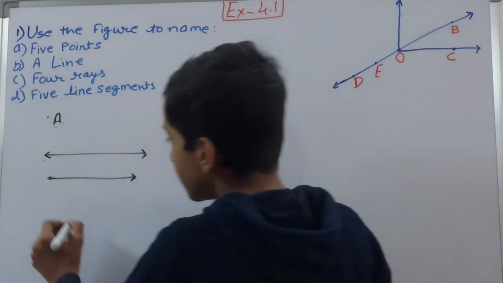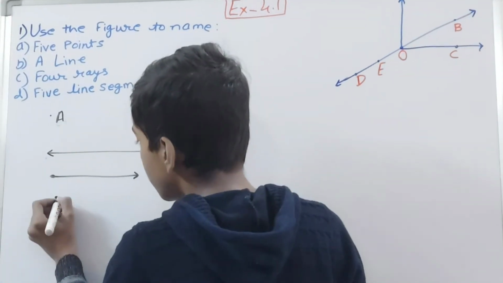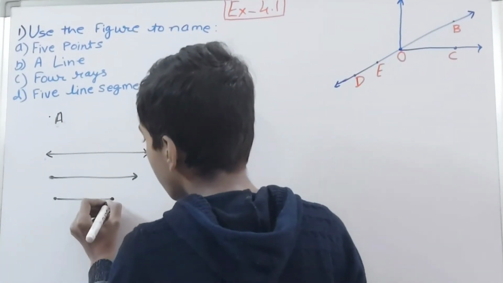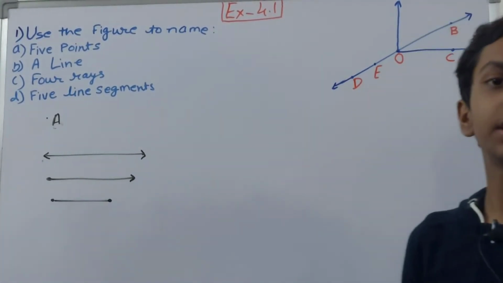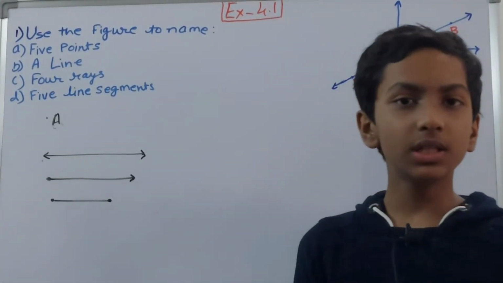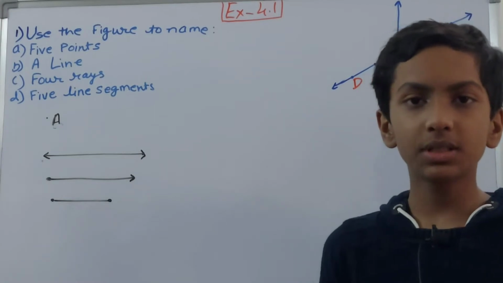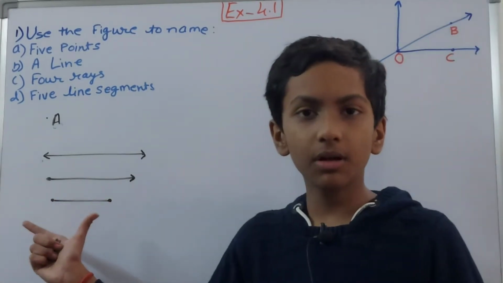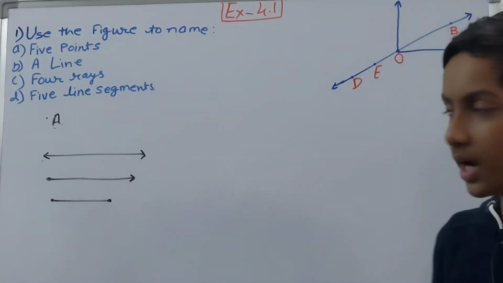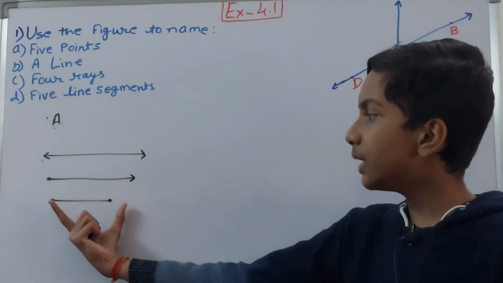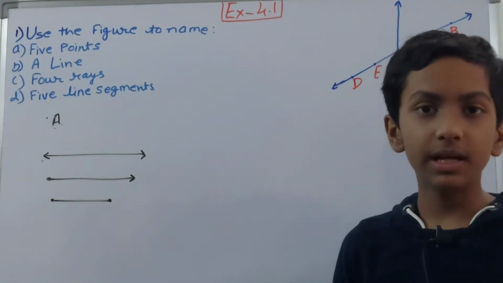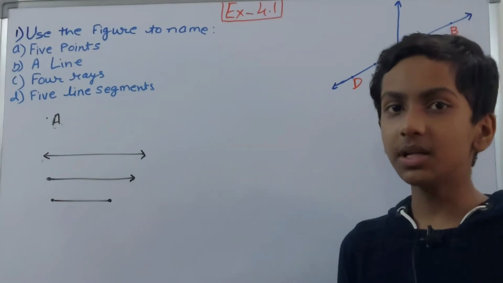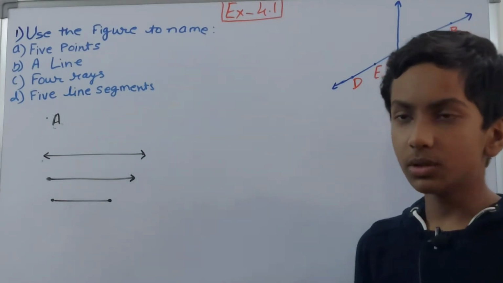Then we have a line segment. Now I make 2 points here. This is a line segment. Why? Because in this we have 2 points. That means we cannot extend a line segment in any direction. Also a line segment has a fixed length, and you can say that a line segment is a part of a line only.